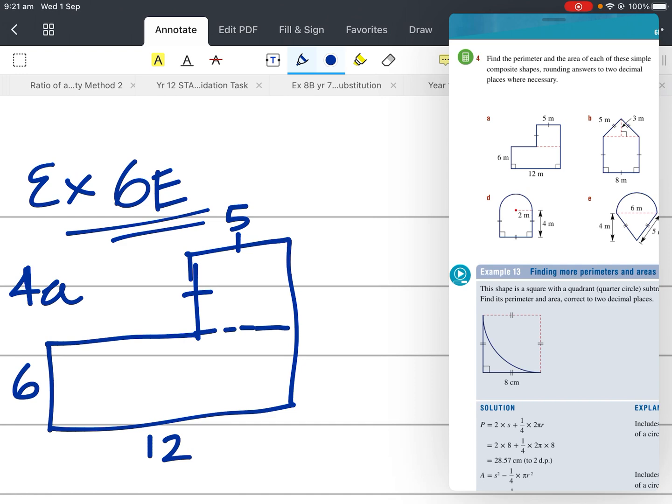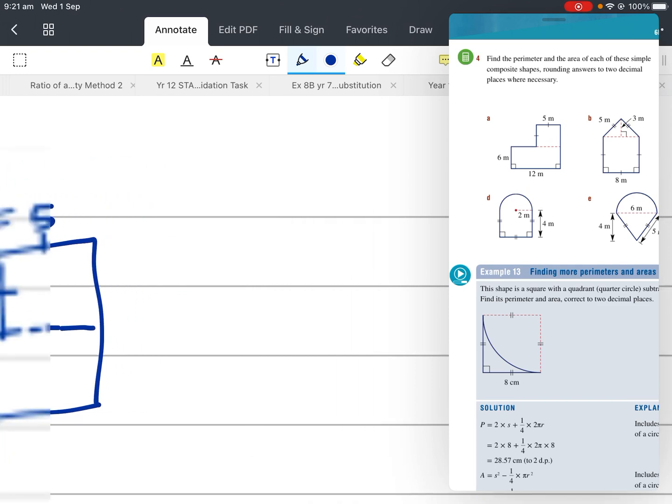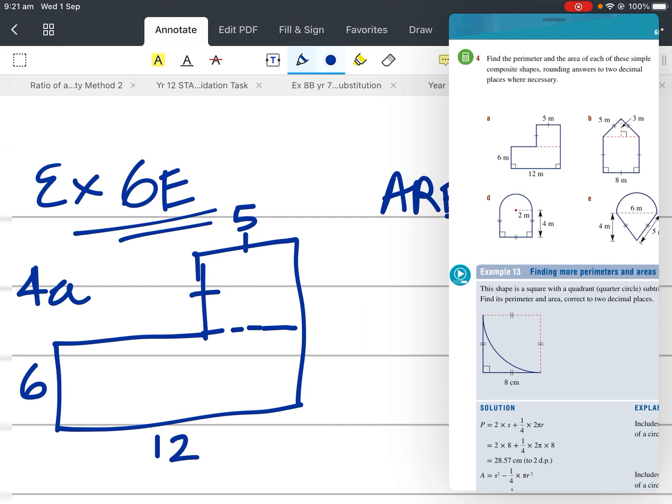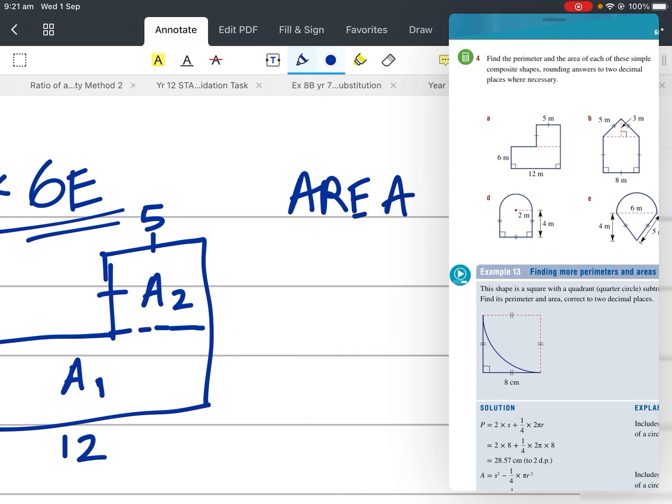So I'm actually going to do area first. I actually think area is a bit easier. Remember, area is the inside of the shapes. Now you've got two obvious shapes here. One is a rectangle, one is a square. So I'm going to call one area 1 and the other one area 2 so you can see my working out quite clearly. Area of a rectangle is length times width, or length times breadth.